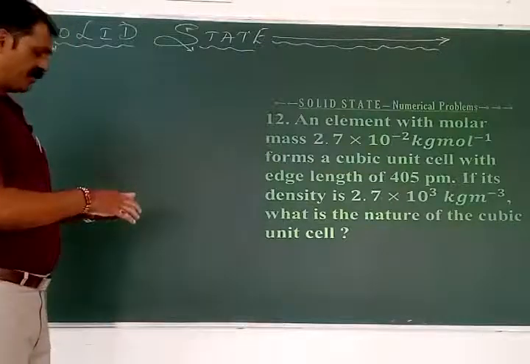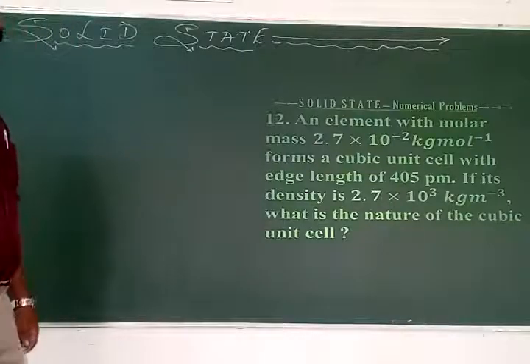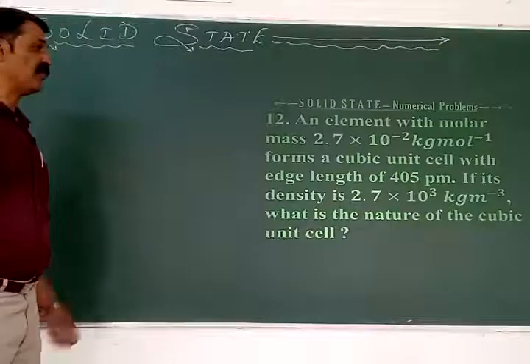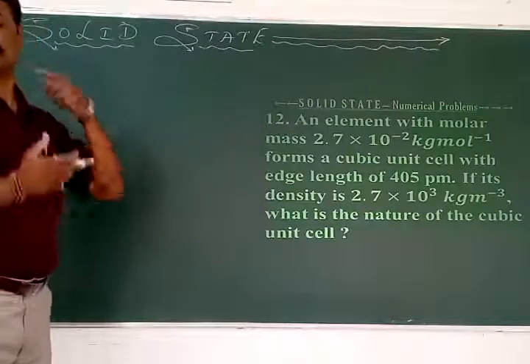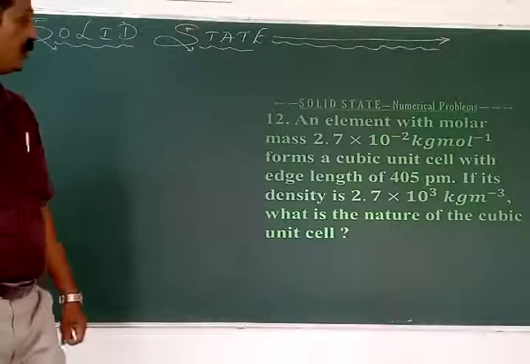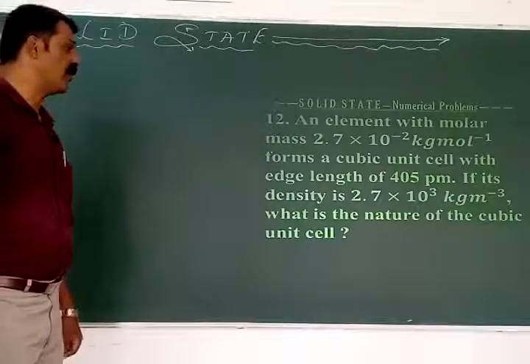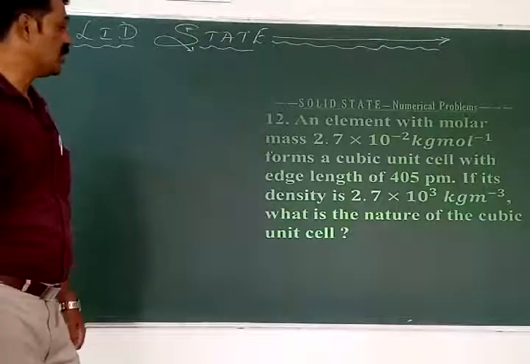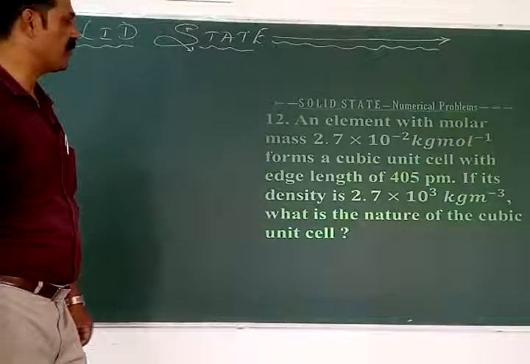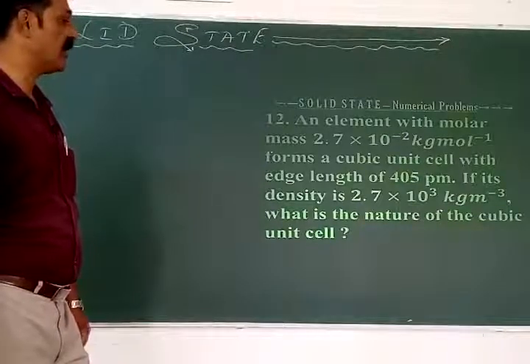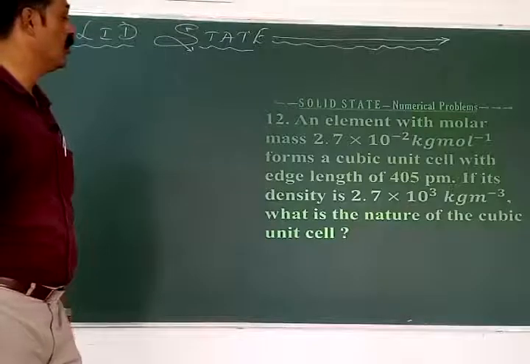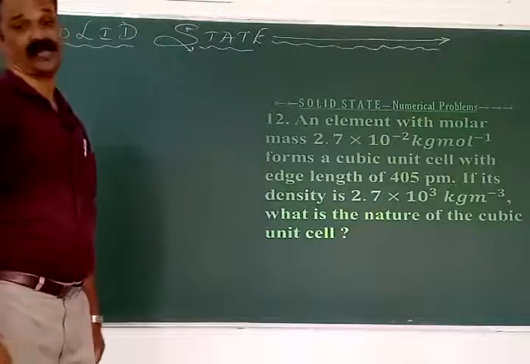An element with a molar mass of 2.7 × 10^-2 kg per mole, given in SI units, forms a cubic unit cell with an edge length of 405 picometer. The density is found to be 2.7 × 10^3 kg per meter cube, again in SI units. What is the nature of the cubic unit cell?